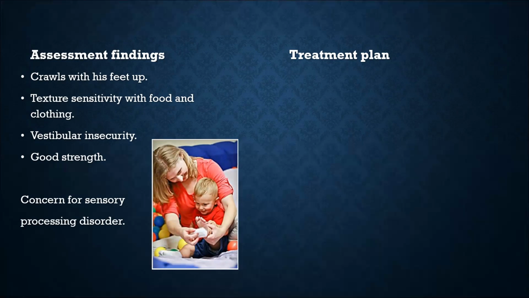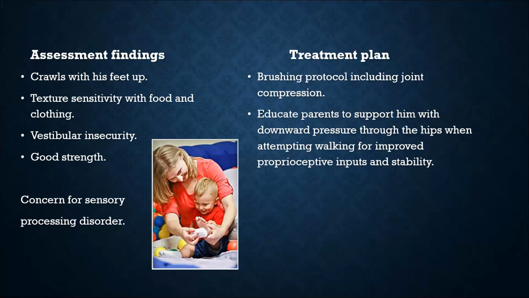And again, that's not really a label we're going to attach, but it helps us with an idea of where our treatment will come from. So a brushing protocol, for example, the Wilbarger brushing protocol that includes joint compression, would be recommended and instructed. Educate parents to support him with downward pressure through the hips when he's trying to walk. This is to help with proprioceptive input and with stability.